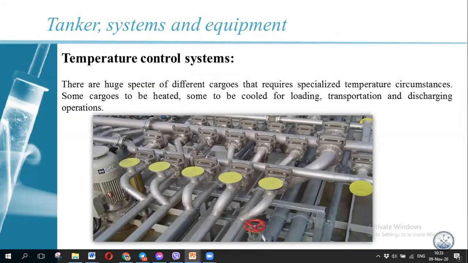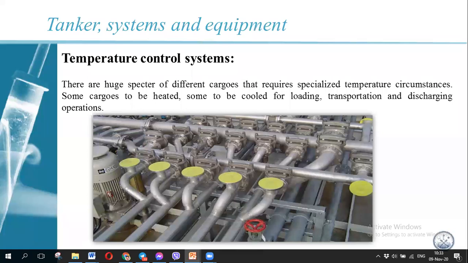Okay, next is the temperature control system. Why do we need to control the temperature? To avoid the chance of the cargo being frozen and solidified in the cargo line. So that is always very important, but you must not heat it up too much. In some cargo, if you heat it up too much, you can damage the cargo. So that's why you always need to control it.